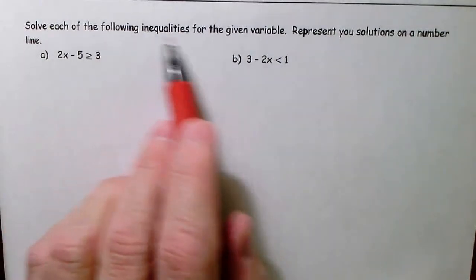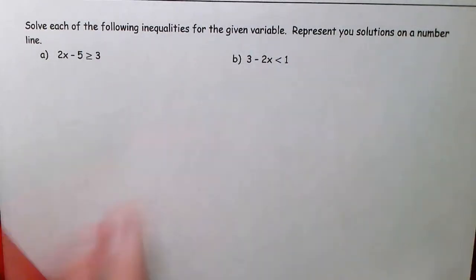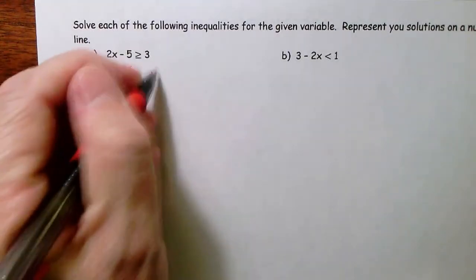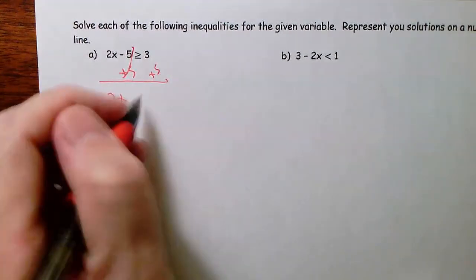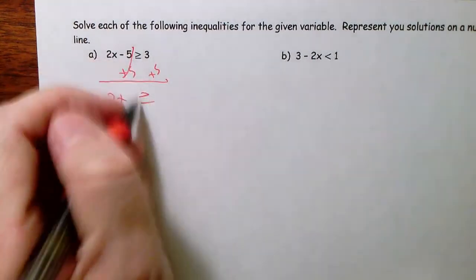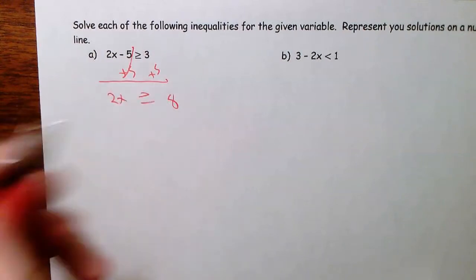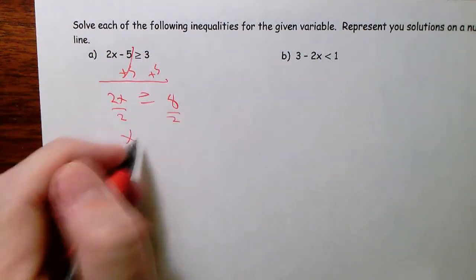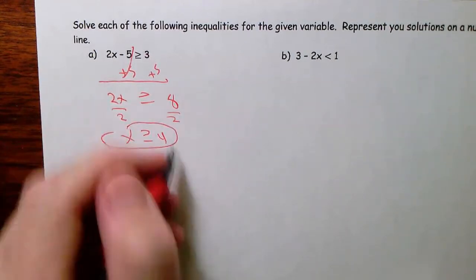So solve each of the following inequalities for the given variable. Represent your solutions on a number line. So first I would solve this just like I was solving an equation. I would add 5 to both sides. Instead of bringing down an equal sign, I'm bringing down a greater than or equal to sign. And I'd have 8. I would divide both sides by 2. Get x is greater than or equal to 4.